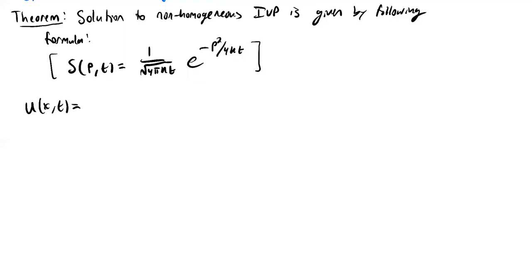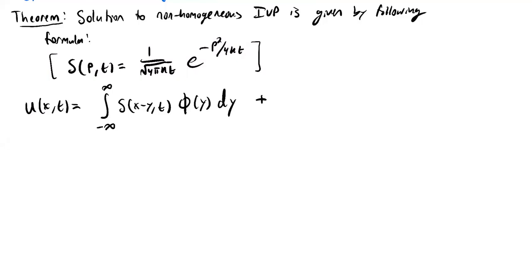It turns out the solution is given by the integral from minus infinity to infinity of the source function at x minus y comma t, times the initial condition phi of y, dy. If you'll recall, that's exactly the solution formula we had for the homogeneous problem. And so you just have to add on one extra term.